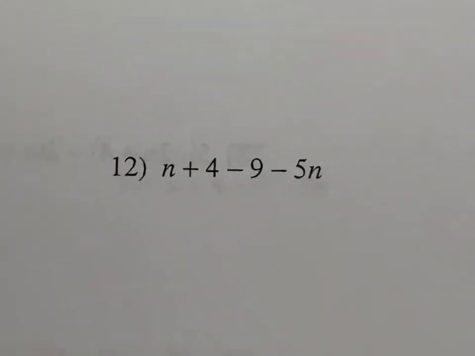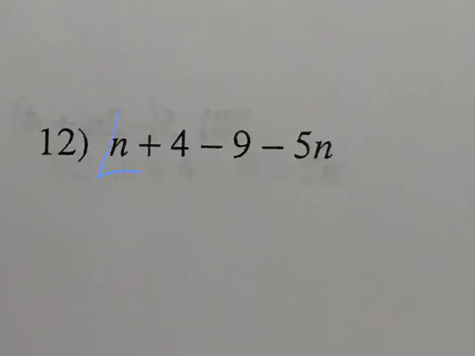Okay, here's one that's got 4. So I've got a variable, a number, and a variable. And see, when I do this, I'm including the signs in front of those numbers. So I'm going to combine my variables first. So that would be 1 minus 5. Okay, so 1 minus 5, negative 4, and I'm going to keep the variable on it. And then I would put 4 minus 9 in the calculator. And that would be negative 5. And that would be my answer.